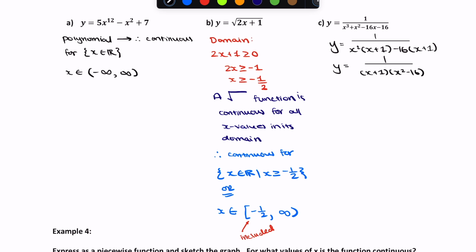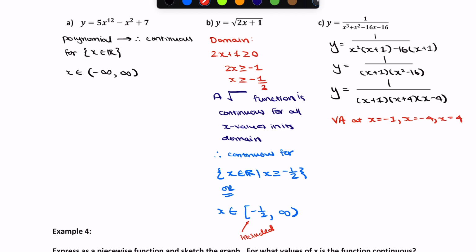You see that we have a difference of squares there. So y is equal to 1 over x plus 1 and x plus 4, x minus 4. Here we have a couple of restrictions again. So we have our vertical asymptotes: x is equal to -1, x is equal to -4, and x is equal to +4.